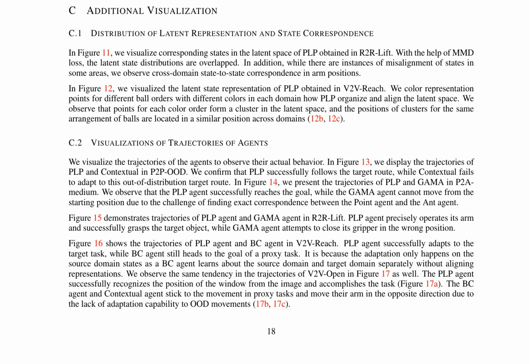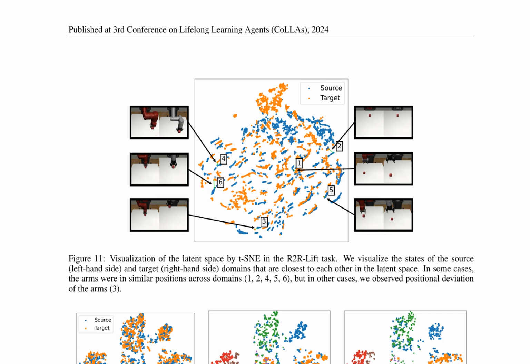These visualizations highlight PLP's ability to successfully adapt to new tasks and environments, while other agents struggle due to the lack of adaptation capability or finding exact correspondence between domains. The authors present visualization results of the latent space in the R2R lift task using TSNE, showcasing the closest states in the source and target domains.